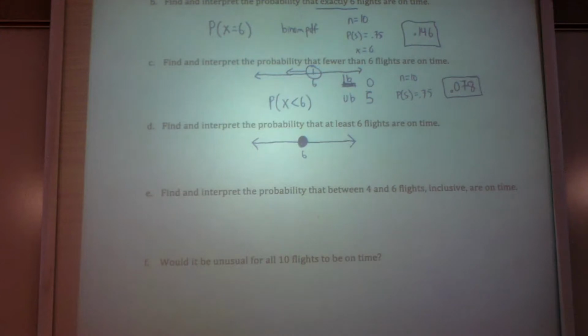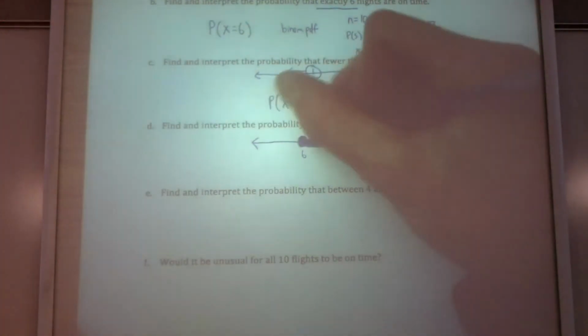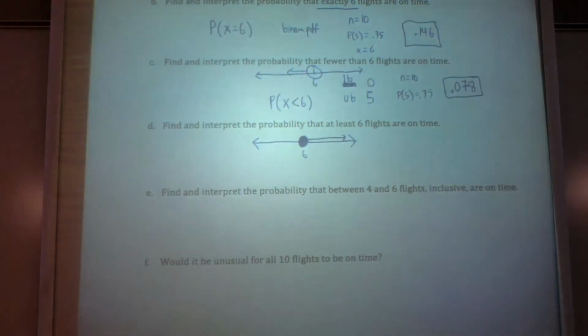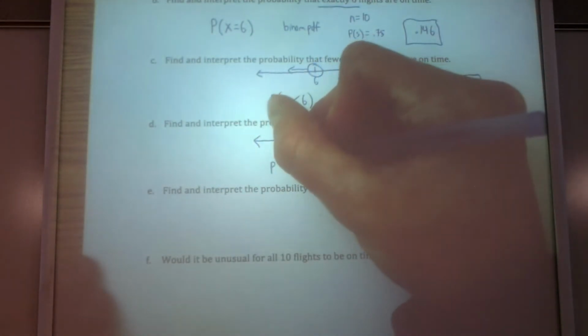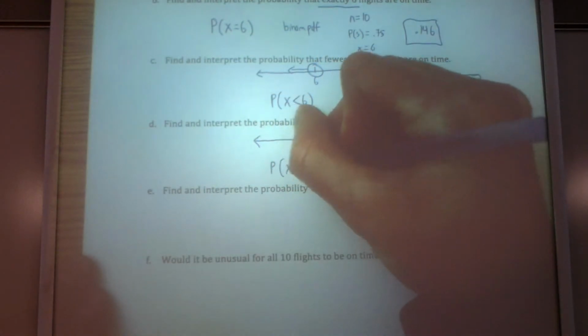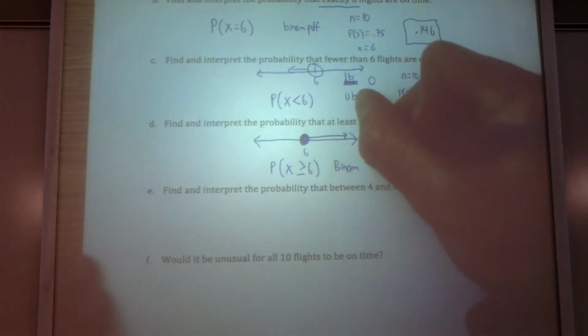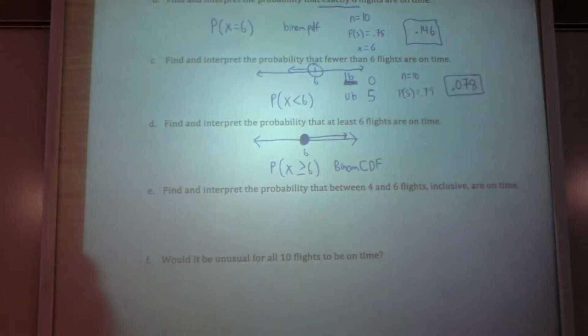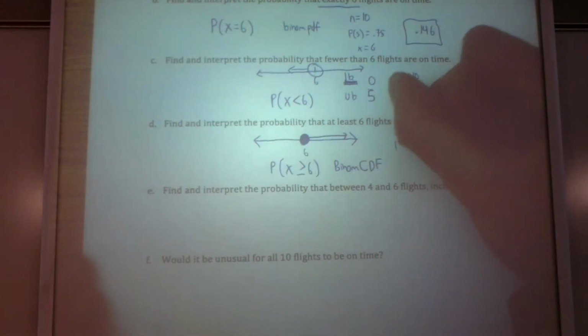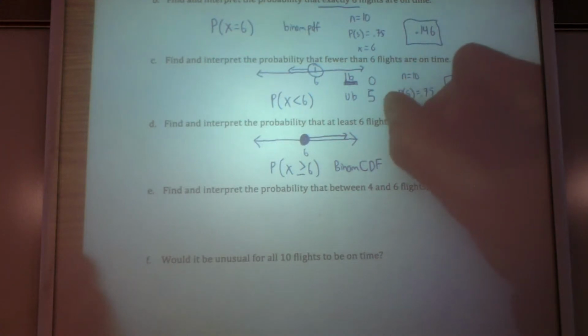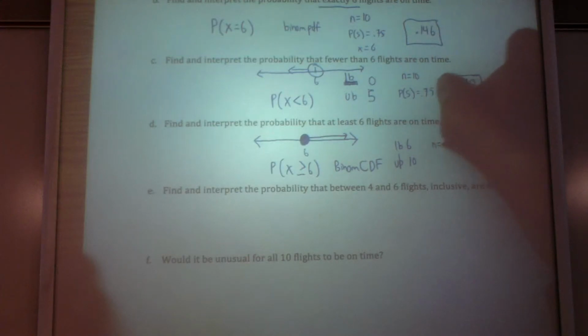Then which way are we going? At least means we're going to be looking at greater than or equal to, because 7 is at least 6, 8 is at least 6, but 5 is not at least 6. So we're doing the probability that x is greater than or equal to 6. And this is going to be a binomial CDF because it's a cluster of values. Our lower bound is going to be 6, and our upper bound is going to be 10. Everything else is the same. We got 10. Probability of success is 0.75.